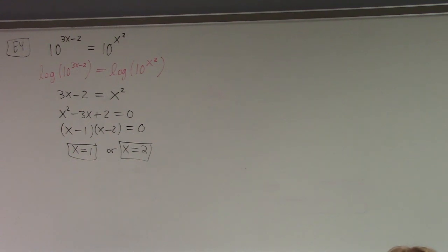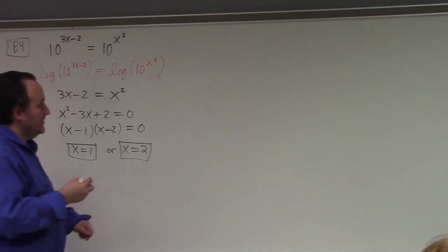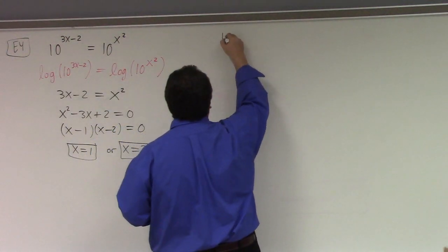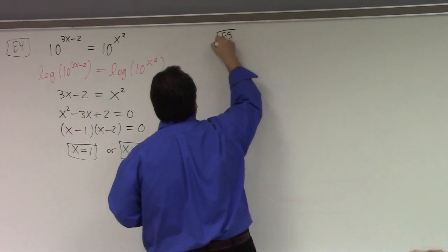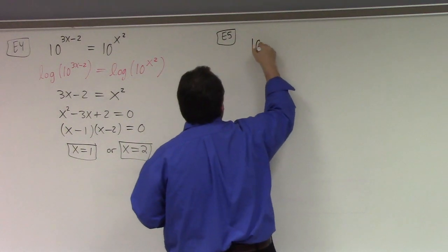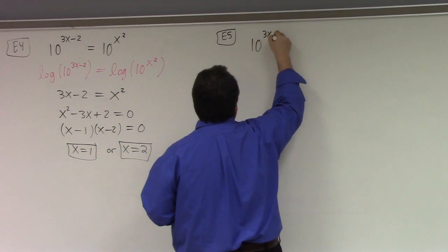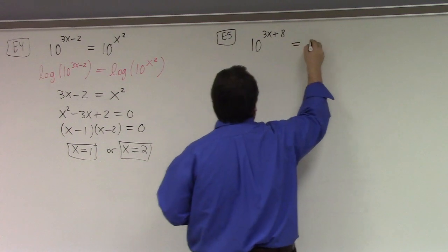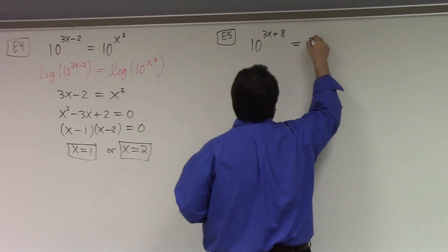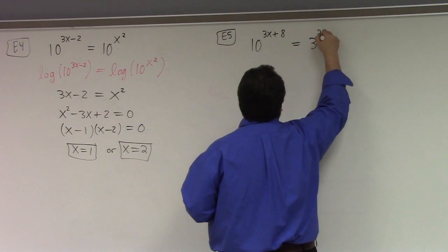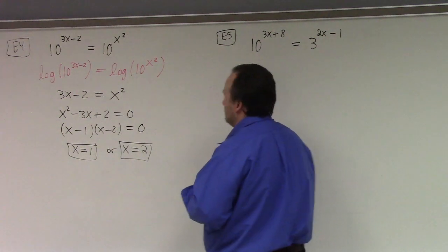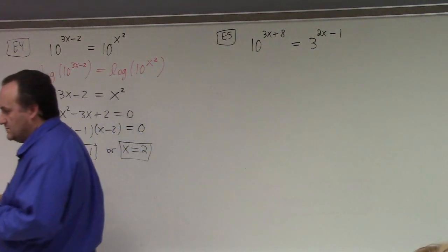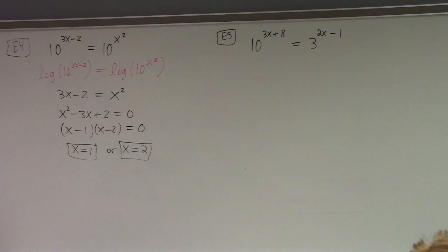But let's try something a little different. What if instead of this problem we face the following one? What if we're up against 10 to the 3x plus 8 is equal to, I don't know, 3 to the 2x minus 1? Now what should we do?